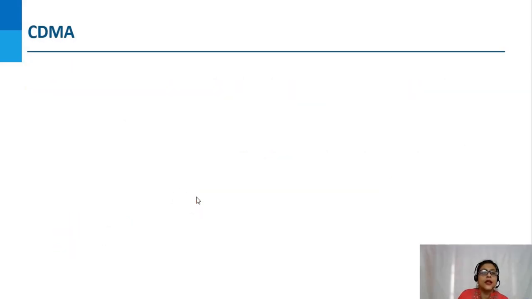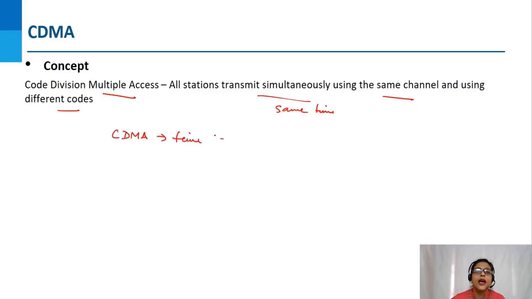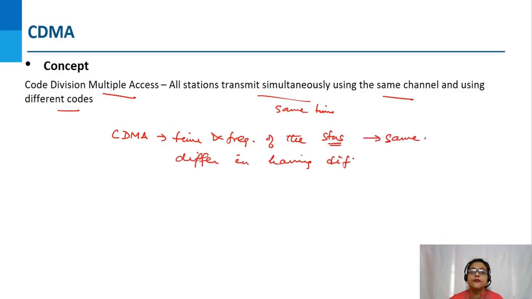Let us now understand what CDMA is all about. CDMA means code division multiple access. Here all the stations can transmit simultaneously, that means at the same time, and they can use the same channel using different codes. So for CDMA, time and frequency of the stations transmitting are same. They only differ in having different codes.